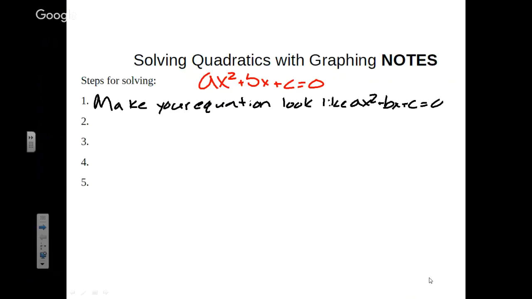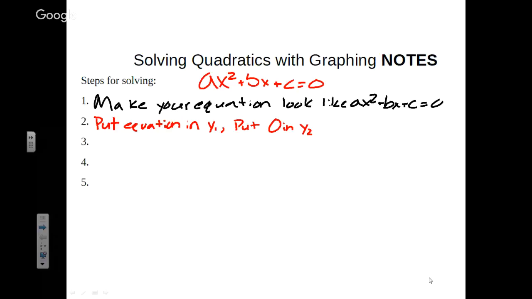The second step is that when you're looking at your calculator, you're going to have a y1 and a y2. So you're going to want your equation in y1 and then put 0 in y2.